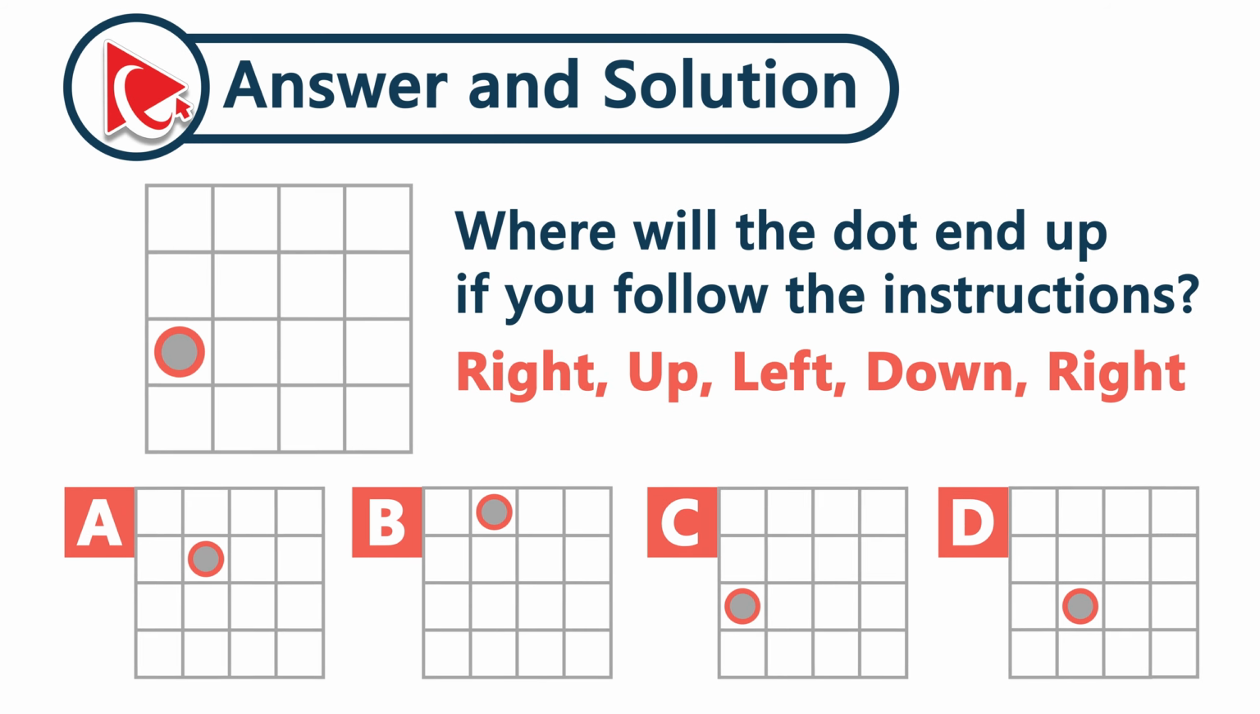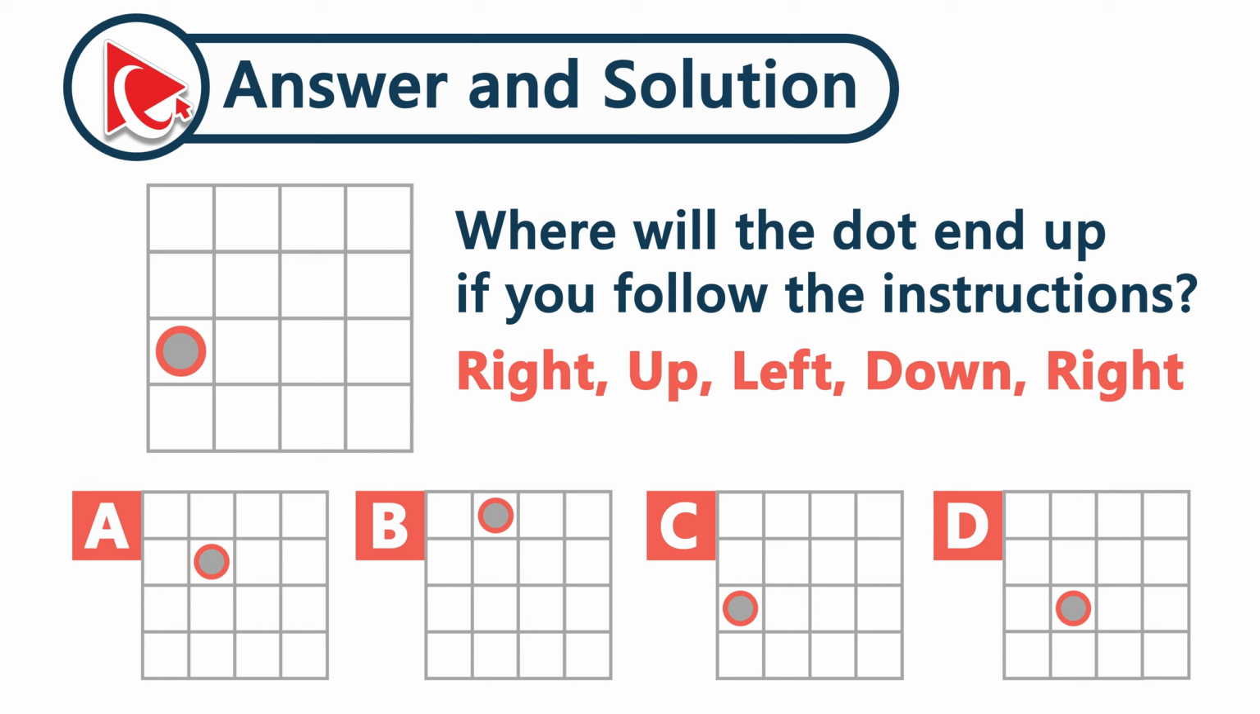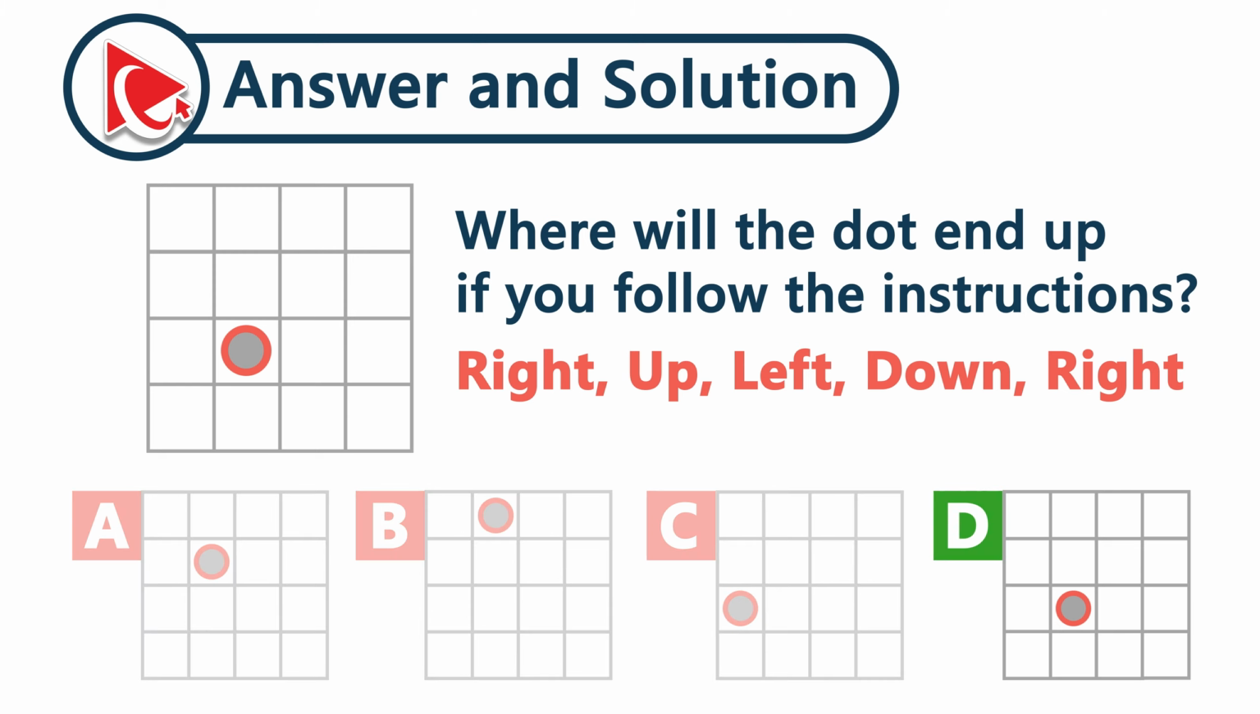Let's trace the path together. Make sure to stay sharp. Each move changes the outcome. Right, up, left, down, and right again. Is that where you ended up, too? The final answer is choice D.